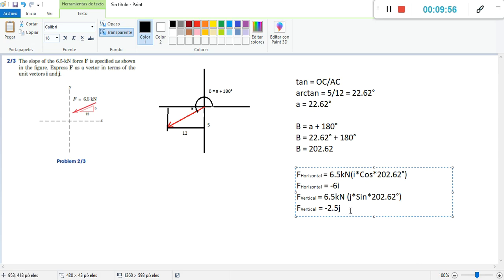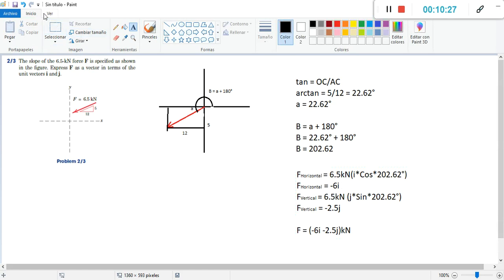Now we have the horizontal and the vertical component. To write it in the form of components, we need to put it this way. We have the horizontal, which is minus 6i, and the vertical, which is minus 2.5j kilonewtons. So this is the answer for this problem. It's the force written in vector terms, using the vectors i and j, which are the horizontal and vertical components. And this is the answer.